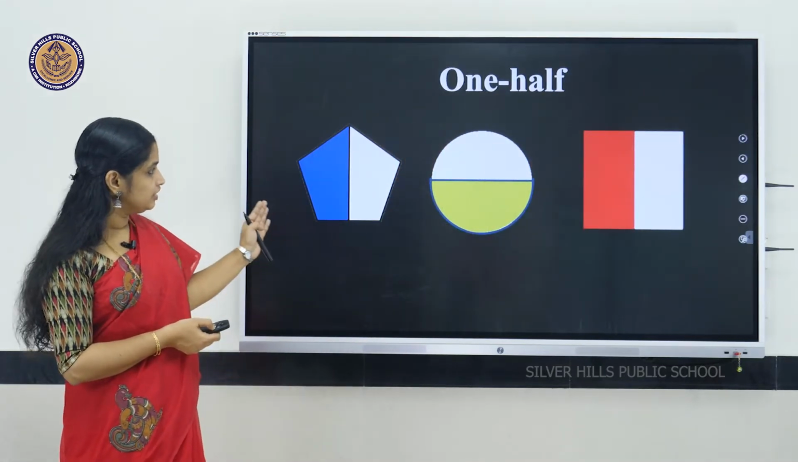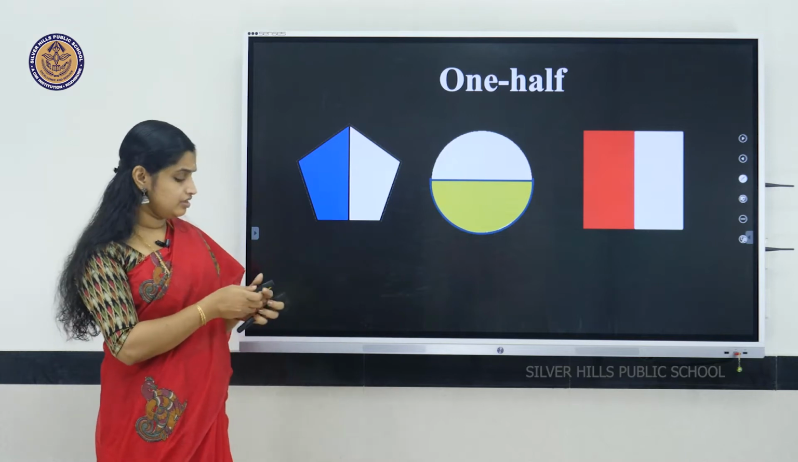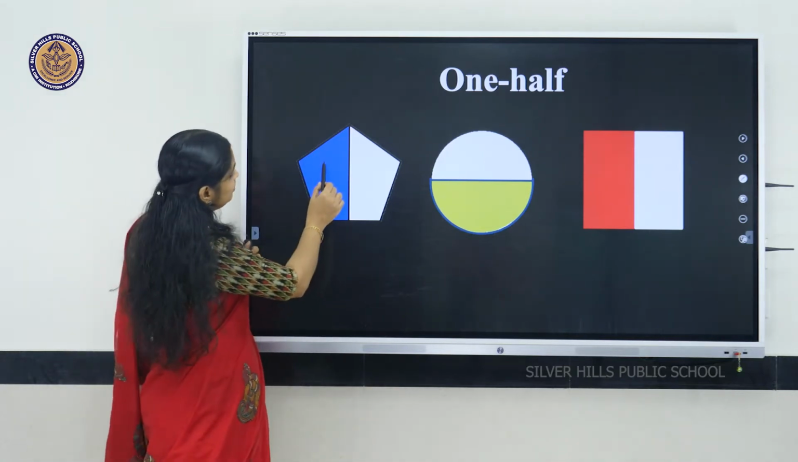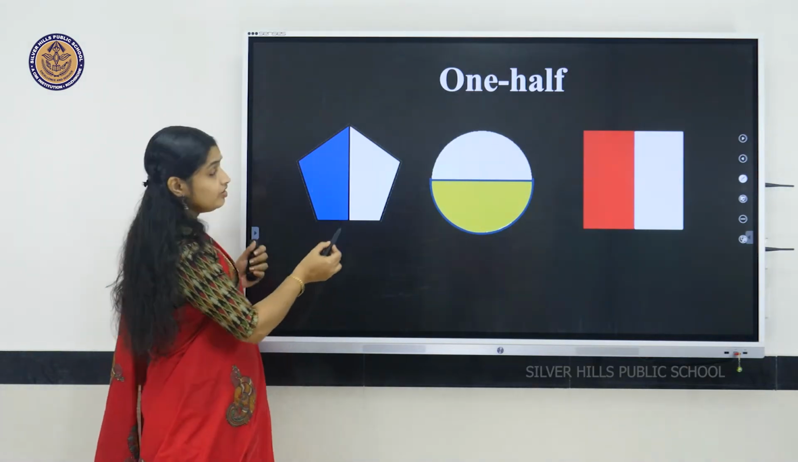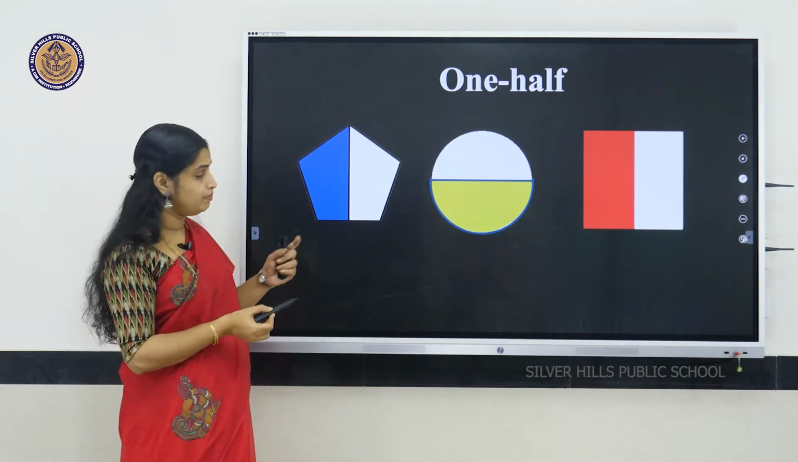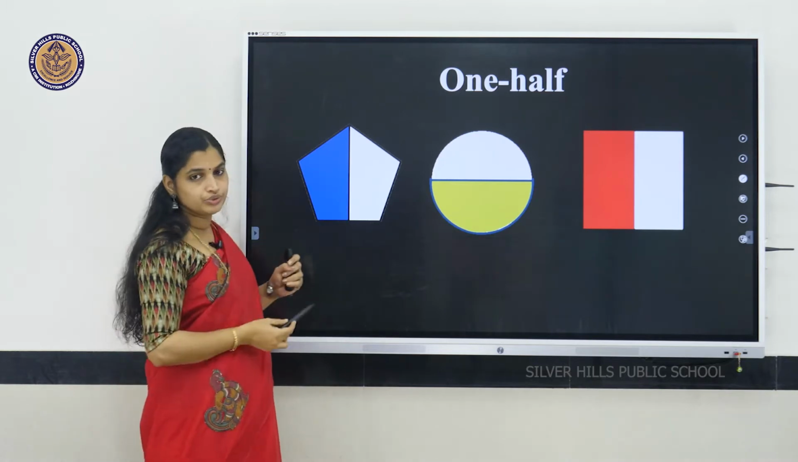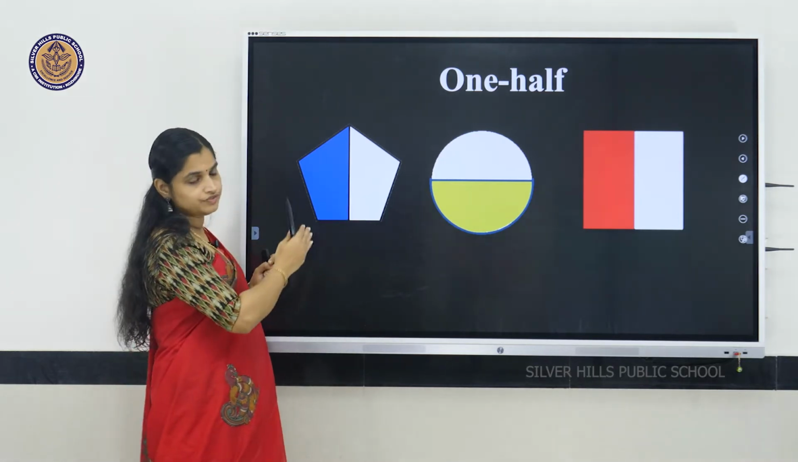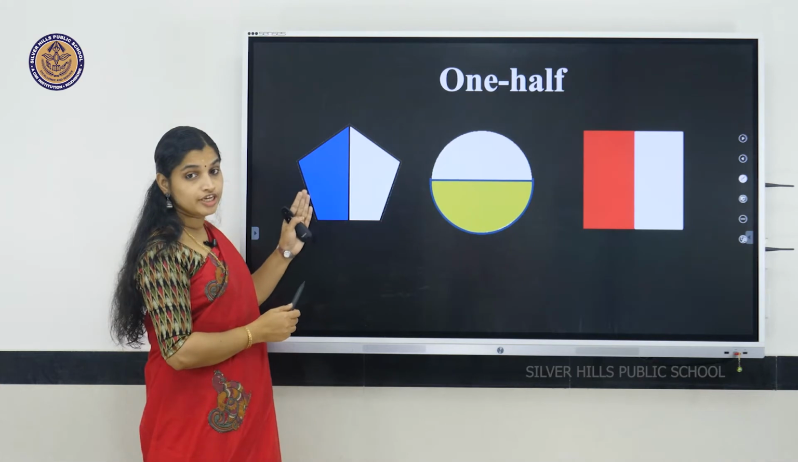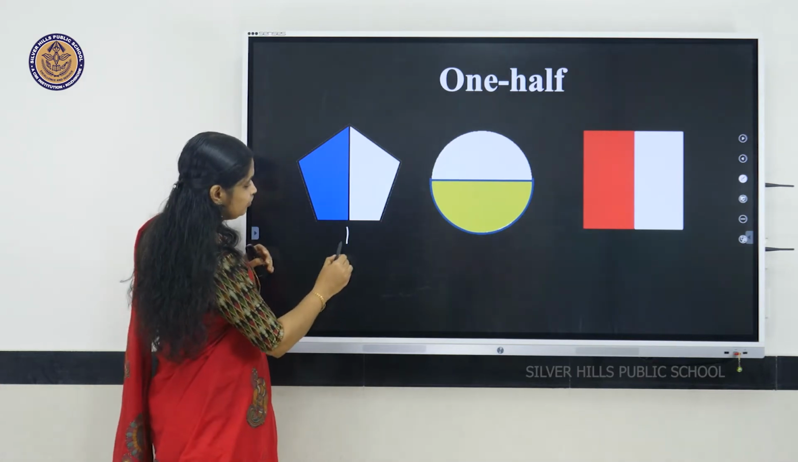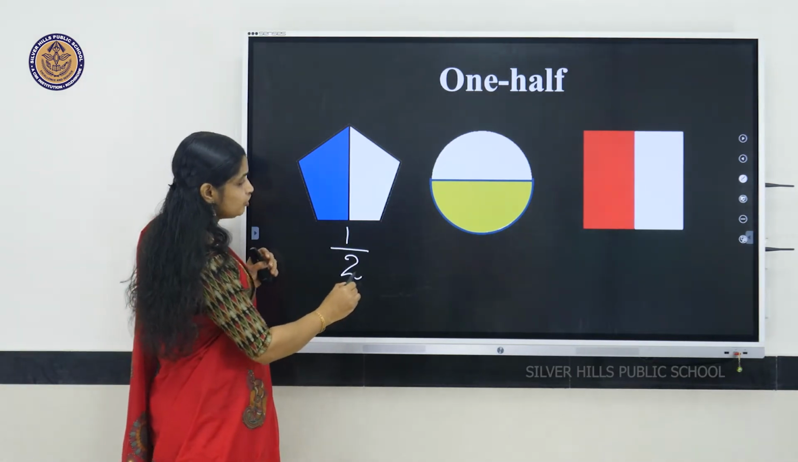Now see these figures. Here, for the shaded part, we are going to write the fraction of the shaded part. Here this figure is divided into two halves. And what is the shaded part? The fraction of the shaded part is 1/2.